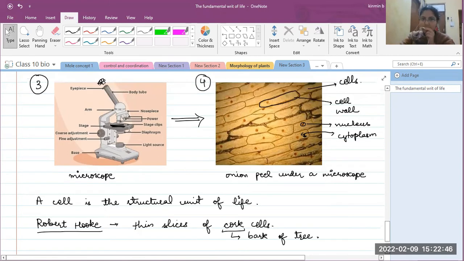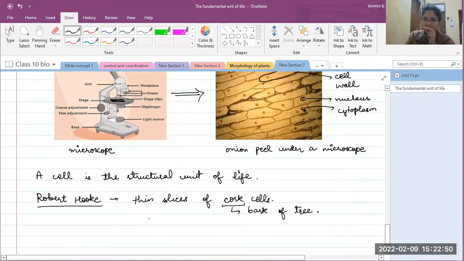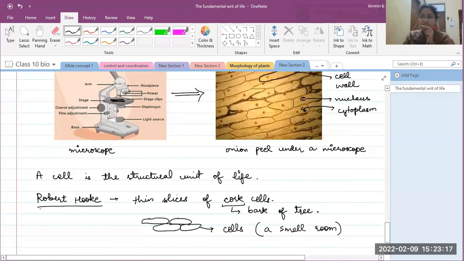He made very thin slices of cork cells, and just as we did, he also observed it under the microscope. And what did he see? He also saw such small compartments. Okay, so these compartments he called cells. The word cell means a small room. This is how he first discovered cells, Robert Hooke.